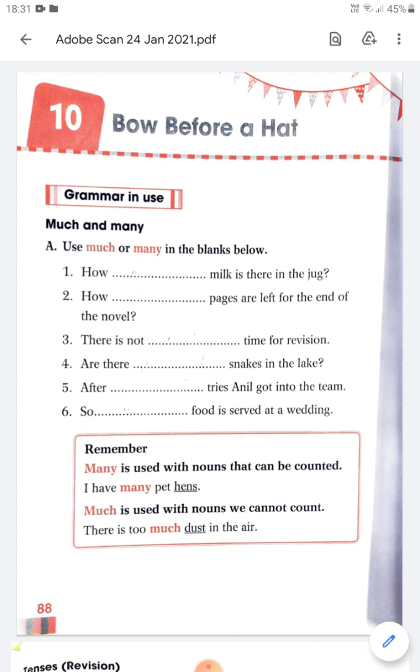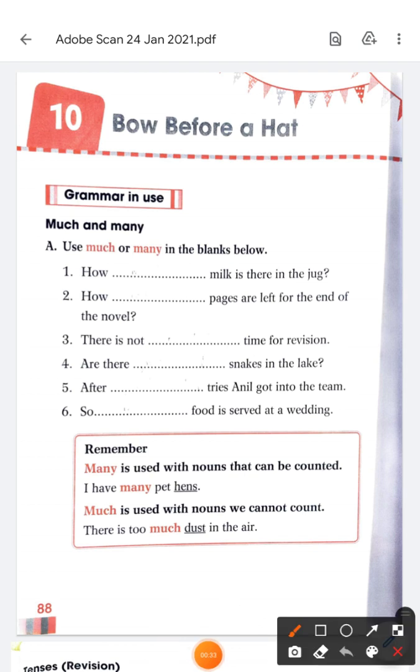Now, first exercise, as we did in the reader also, using much or many. Now, remember, when do we use much and when do we use many? With countable nouns, we use many, and with uncountable nouns, we use much. If it is a negative sentence, then also we use much.